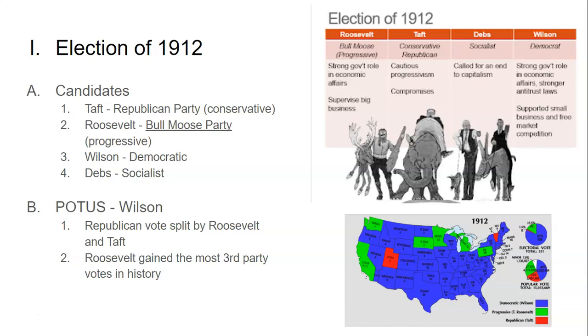For the Democratic Party, they are running with a man named Woodrow Wilson. And then there's the Socialist Party of America, who is running with Eugene Debs. And we'll talk more about Eugene Debs later on in this unit. But yes, there was a Socialist Party, and Eugene Debs actually runs 5 times for president. Doesn't win, actually doesn't get any electoral votes.